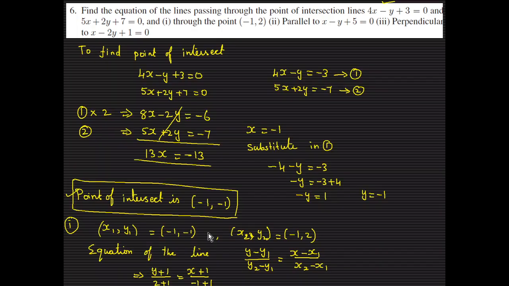Now we'll simplify. y plus 1 divided by 2 plus 1, which is 3, is equal to x plus 1 divided by 0. Now we'll just cross multiply. If you cross multiply, 0 is equal to 3x plus 3. So from this, 3x is equal to minus 3, so x is equal to minus 1. This is the answer for the first subdivision. Now we'll go to the second subdivision.